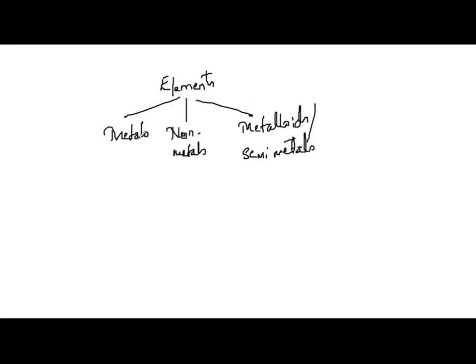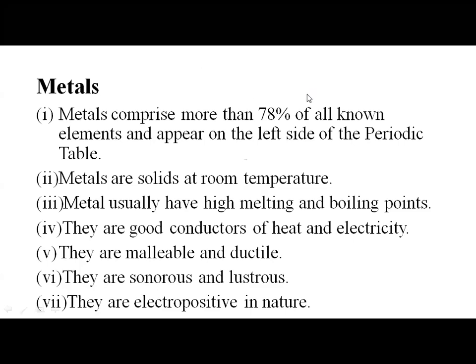Based on what characteristics are these classified? Depending upon the physical properties, the elements are classified as metals, non-metals and metalloids in the periodic table. Metals comprise more than 78% of all the known elements, so the maximum are metals, and they appear on the left side of the periodic table.